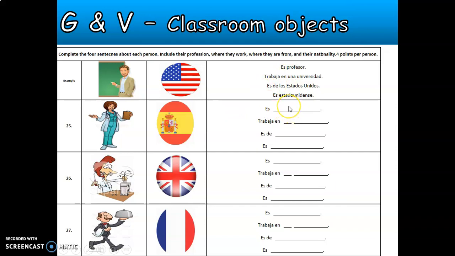So say their profession, say where they work, where they're from. So they're from this country here, and then this part their nationality. Okay, I want their nationality. Okay. And then be sure to match it according to gender. Okay. And then also make sure you get this one right. Make sure you say un or una. And then make sure you get the capitals correct. So make sure you spell out the country right and spell out the nationality right. Okay. Cool. I don't think, no, these are not the ones on the test actually. These ones are a little bit different. Okay.